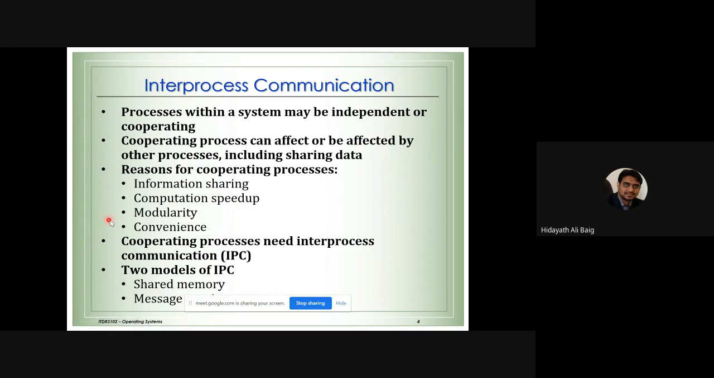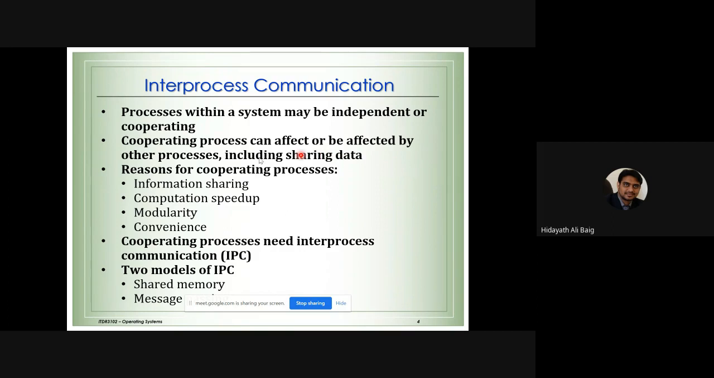Okay, so the processes within the system may be independent or cooperating. What is independent? They are not depending on anyone, like independent parents who are living on their own salary, working on their own. Dependent means we are depending on someone, like children depending upon the parent. So processes within the system may be independent or sometimes dependent or cooperating. Cooperating processes can affect or be affected by other processes, including sharing of data.